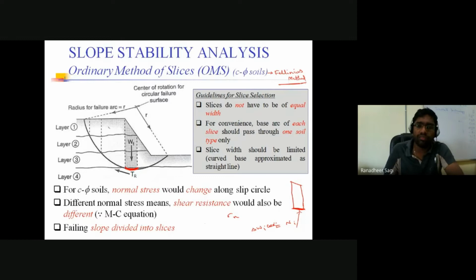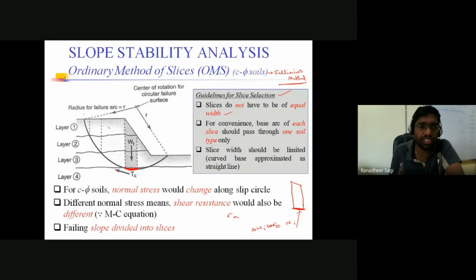Okay, so now let us quickly understand what are the conditions that we need to satisfy before we divide that complete failure soil into a number of slices. Certain guidelines are to be taken into consideration. So, guidelines for slice selection. How do we need to divide the failure zone into a number of slices? Slices do not have to be of equal width. So this is one thing we can understand. It need not be that slices always have equal width.